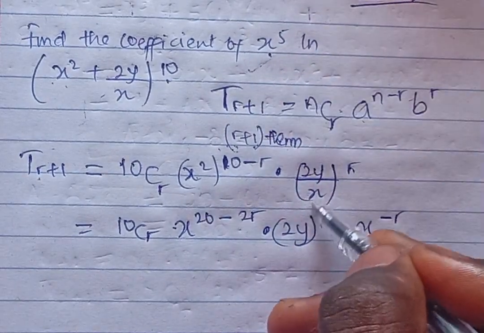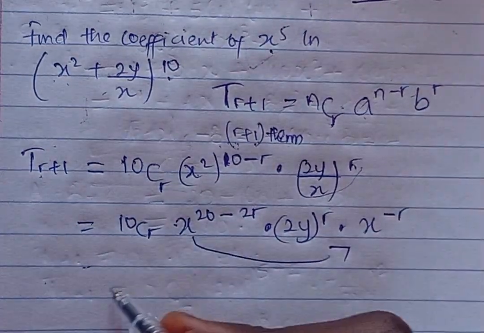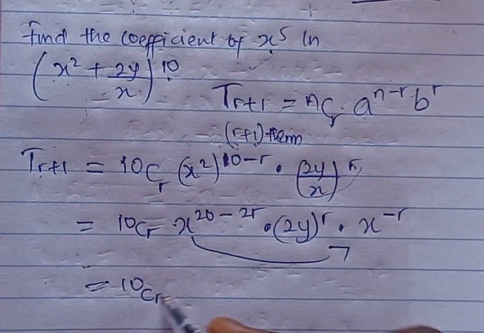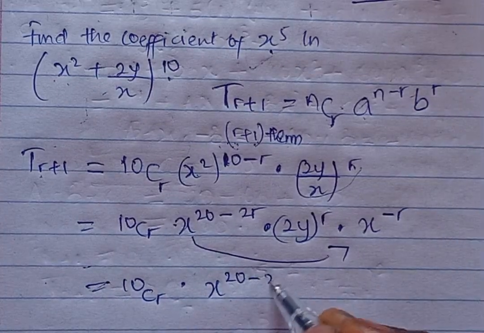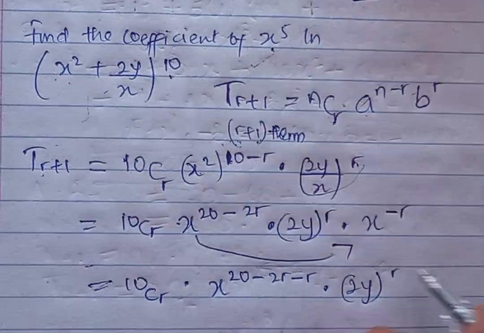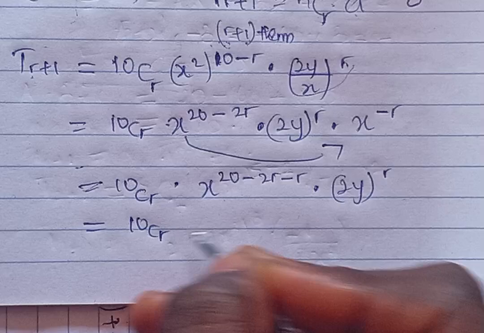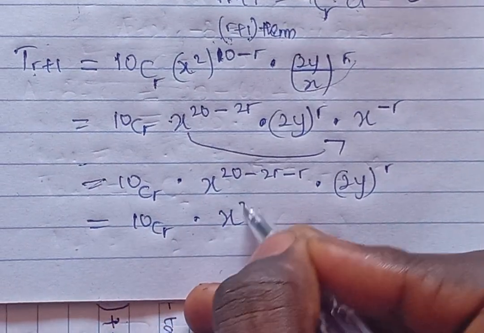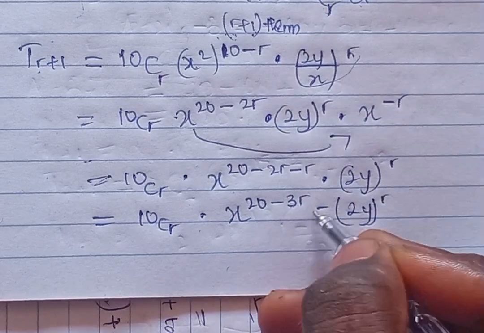Okay, now I can put this together by saying 10 combination r into x raised to power 20 minus 2r minus r, (2y) raised to power r. Okay, now I can say that 10 combination r, x raised to power 20 minus 3r, (2y) raised to power r.